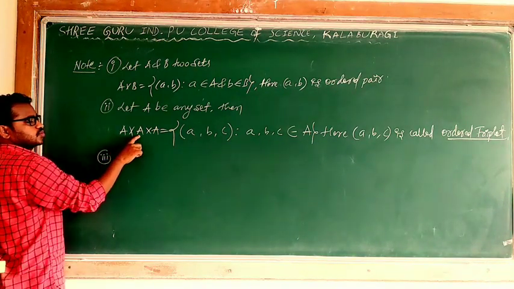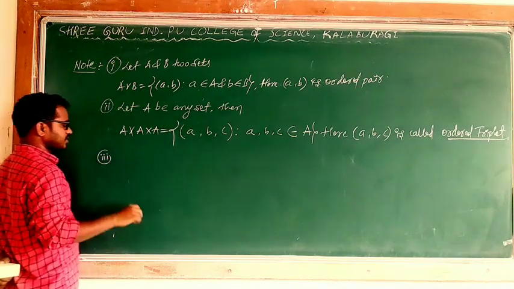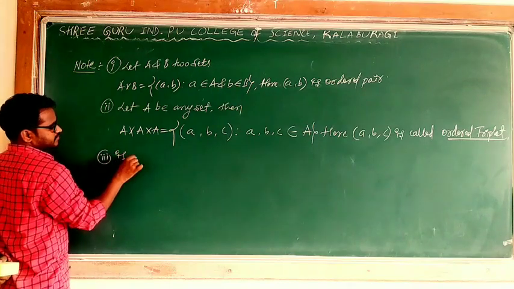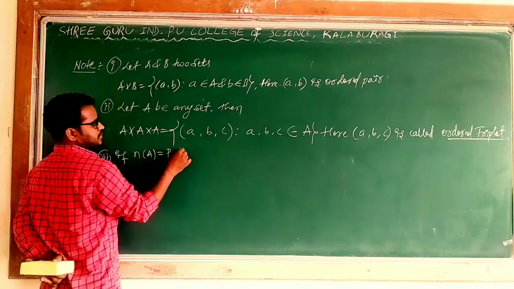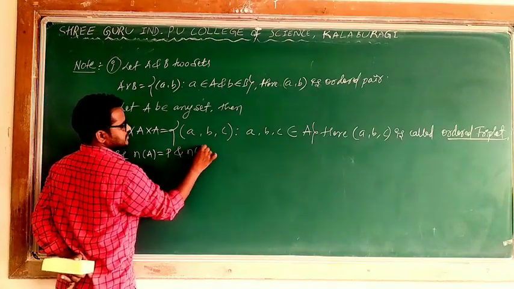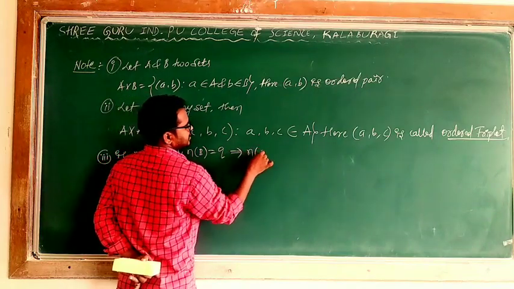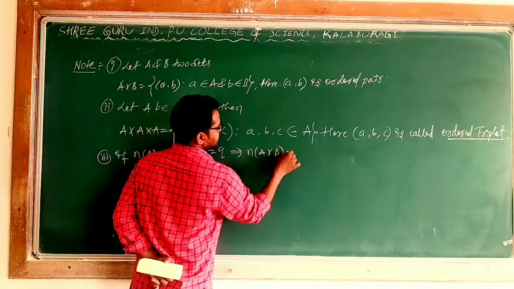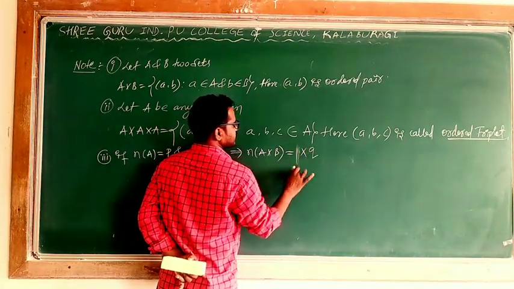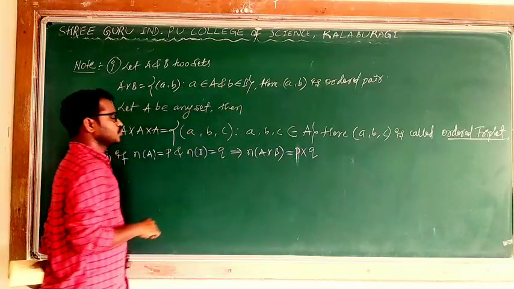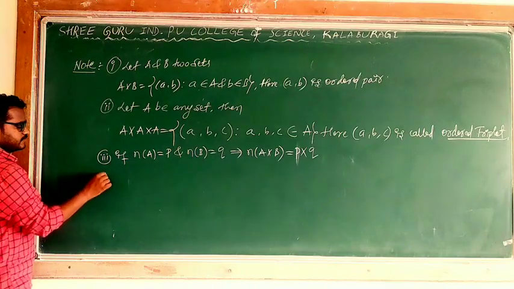taking the Cartesian product of A cross A, then multiplying with A, you will get this ordered triplet. Third one: if n of A has p elements and n of B has q elements, it implies that n of A cross B has how many elements? The product of those two, p into q number of elements. Is it okay?